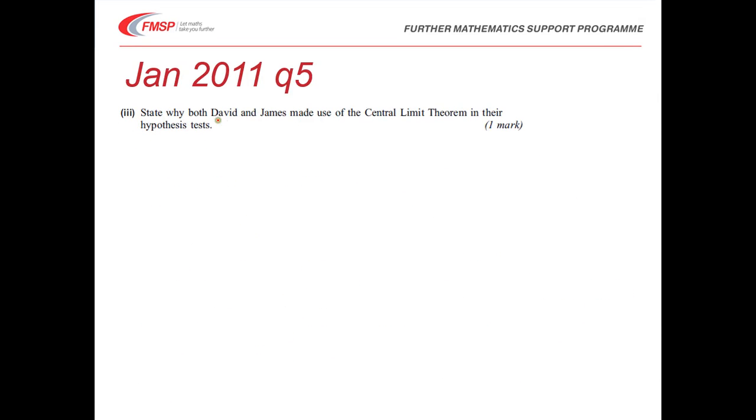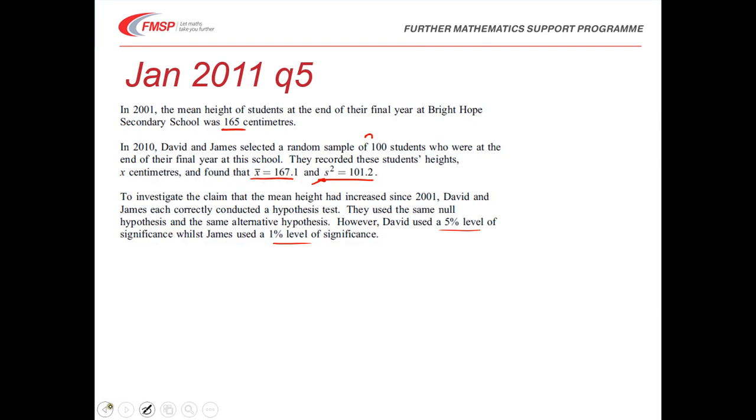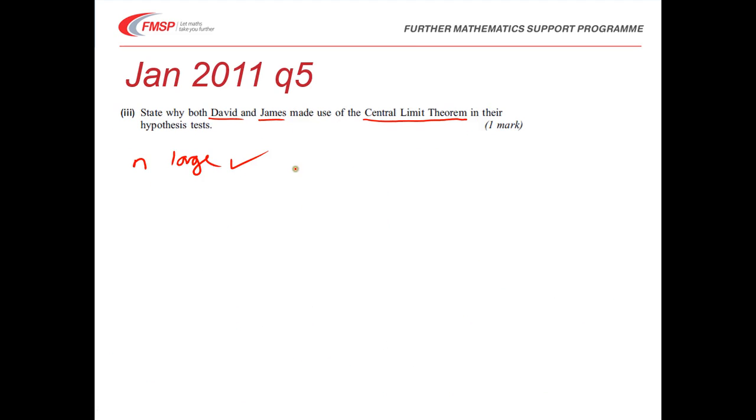State why both David and James have made use of the central limit theorem. Well, the issue here is why have we used the central limit theorem? Firstly, n is large, so that's important, but we're actually not told very much. If you think about it, we're not told that they're normally distributed at all. So this is an approximation. N is large, we don't know it's normal. So that's why we can use the central limit theorem.